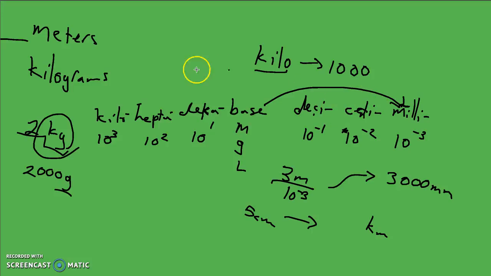Okay, so to get from centimeters to kilometers, that's a jump of 1, 2, 3, 4, 5 places. So we're going to divide by 10. This way is positive, so we're dividing by 10 to the 5th. And 5 divided by 10 to the 5th would be 0.00005 kilometers, which makes sense because a centimeter is not very many kilometers.